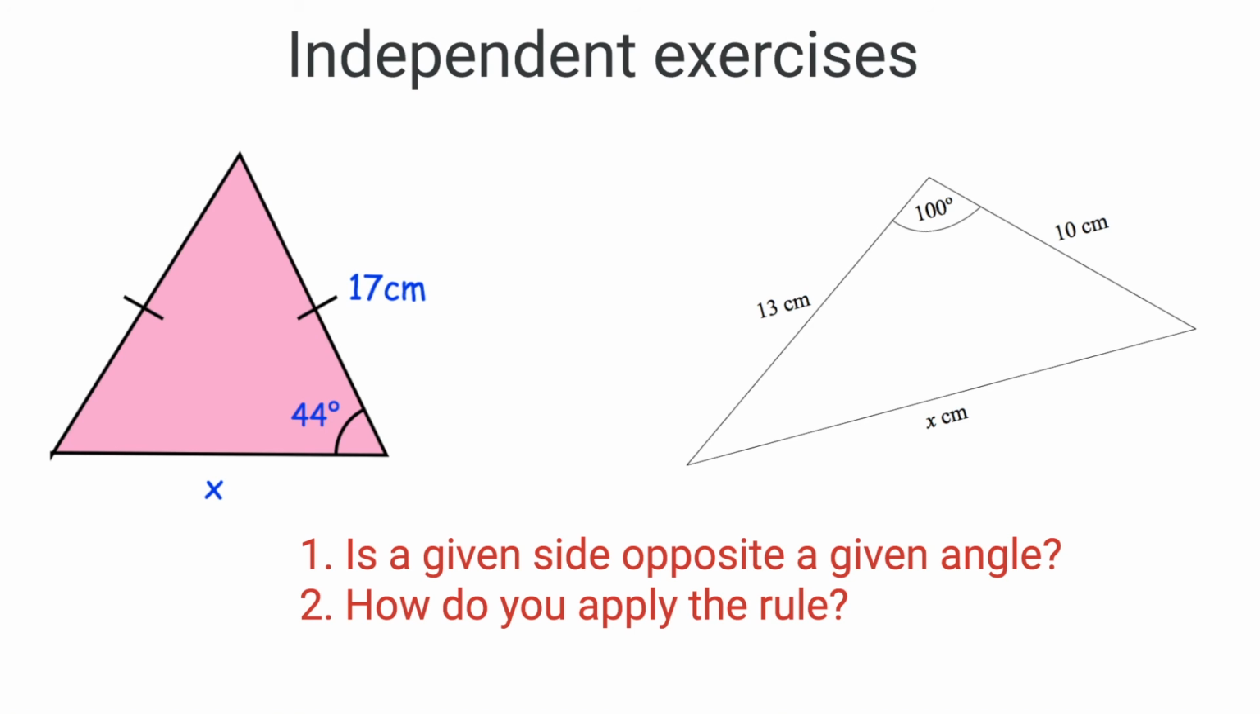After watching 4 exercises, here are 2 exercises that you need to try on your own. Before trying the two exercises, you need to ask yourself two questions. Number one, is a given side opposite a given angle? If the answer is yes, use the sine rule. If the answer is no, use the cosine rule. Number two, how do you apply the rule? If you forgot how to apply the two rules, please watch the video again and then try the two exercises. The answers for both exercises are in the description box below.